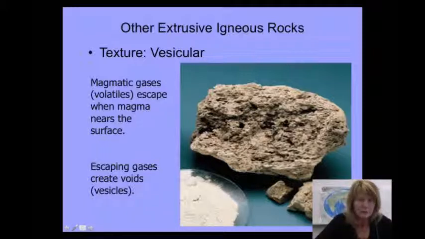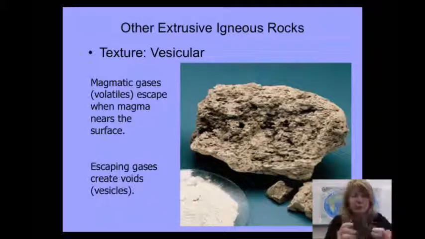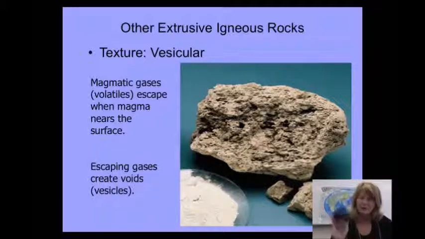This texture is pretty easy to identify for a couple different reasons. One is very often you'll be able to see the large vesicles or cavities in the rock. And another reason that we can identify this texture is that the rocks are very light. They're very low density because there's a lot of space. It's not solid rock, it's a lot of air moving through the rock.